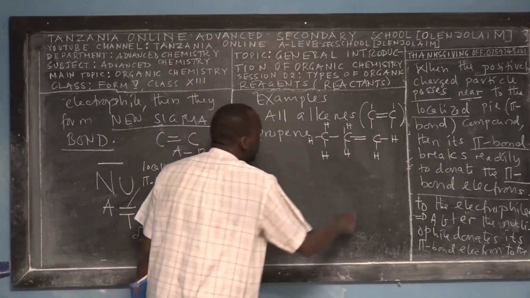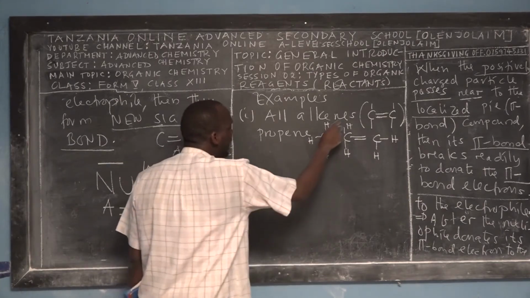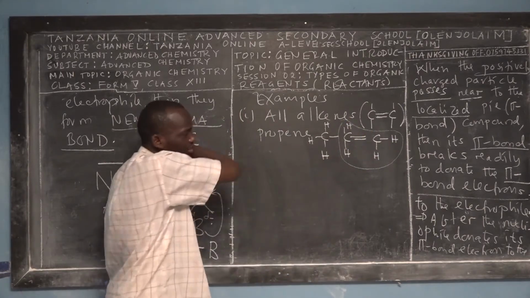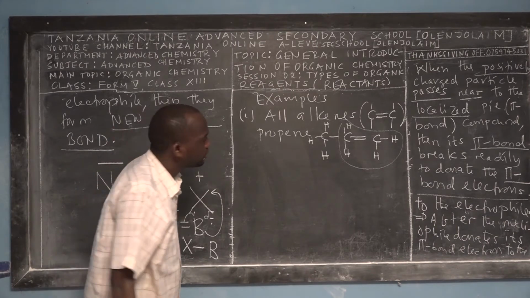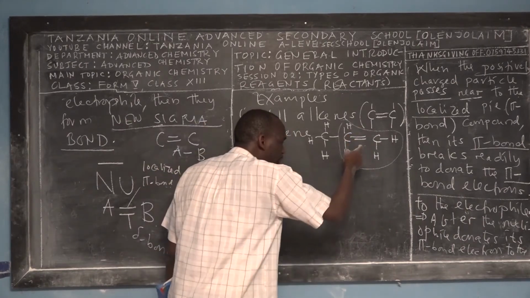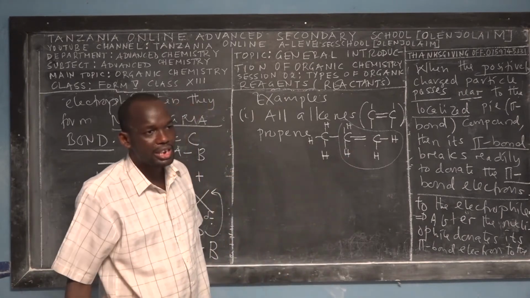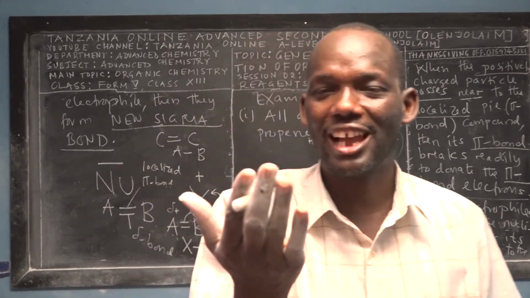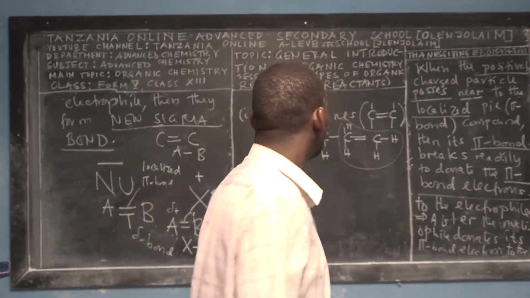So this propene will be a nucleophile only at this place. The remaining part has no contribution to the nucleophilic property. Why? Because here we have a pi bond and a sigma bond. And the pi bond, before the electrophile approaches, is localized. But once the electrophile approaches, it becomes delocalized. Do you enjoy the beauty of chemistry? Especially advanced organic chemistry? Does it become easy for you? I think so. Tell me in the comment section.